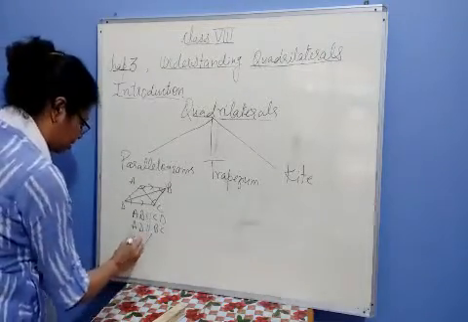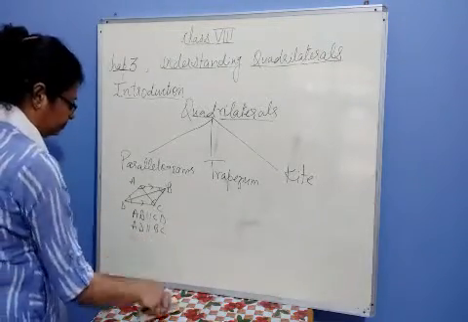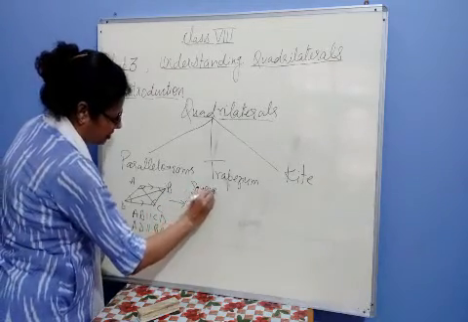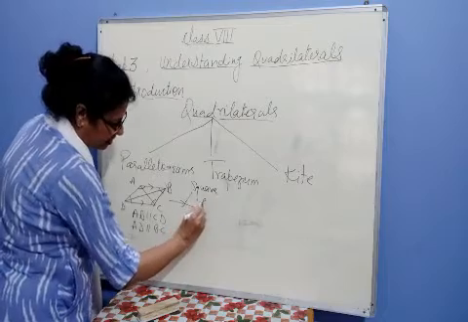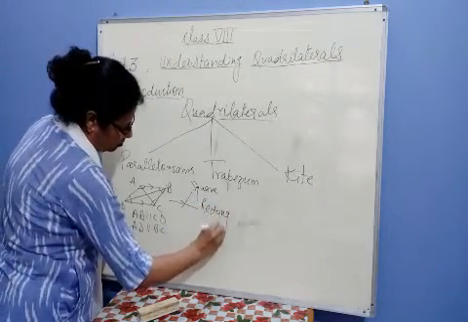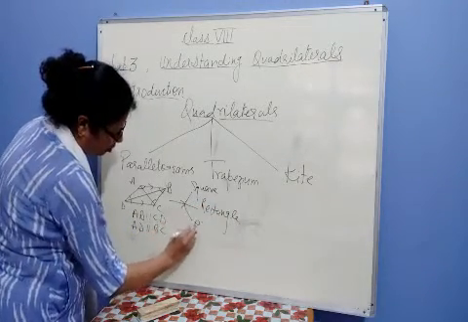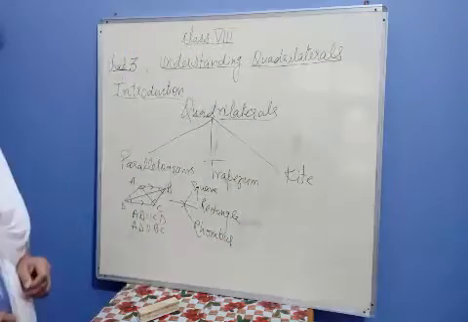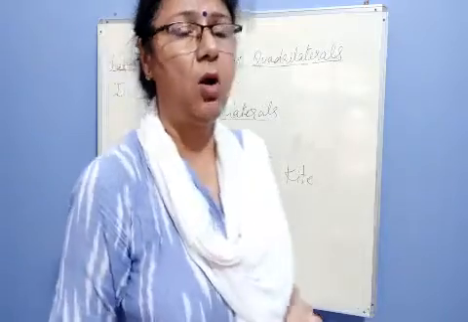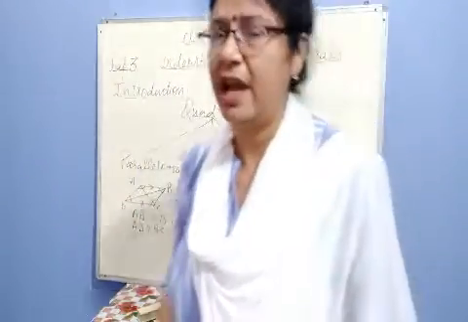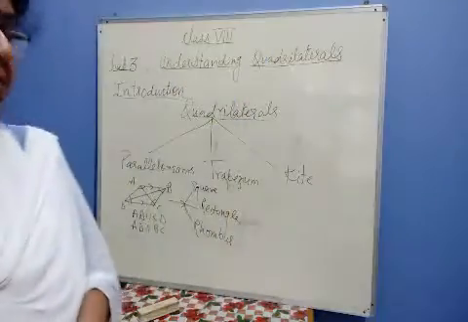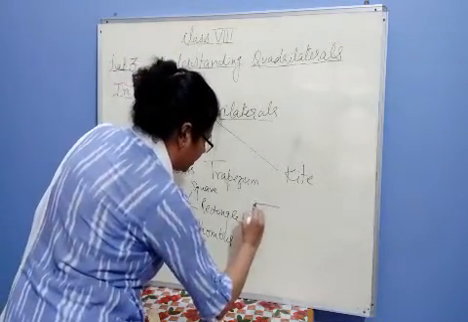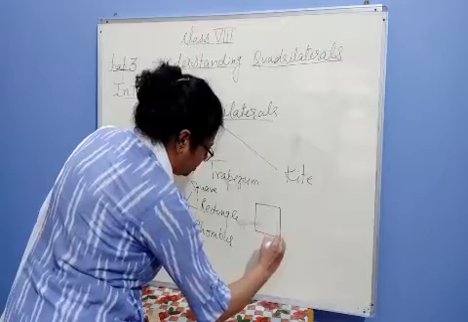First is square. Second is rectangle. Third is rhombus. Children, in square, all sides are always equal. Every angle is 90 degrees each. Look at the figure. I am making a figure of square. Then it will be simple for you.